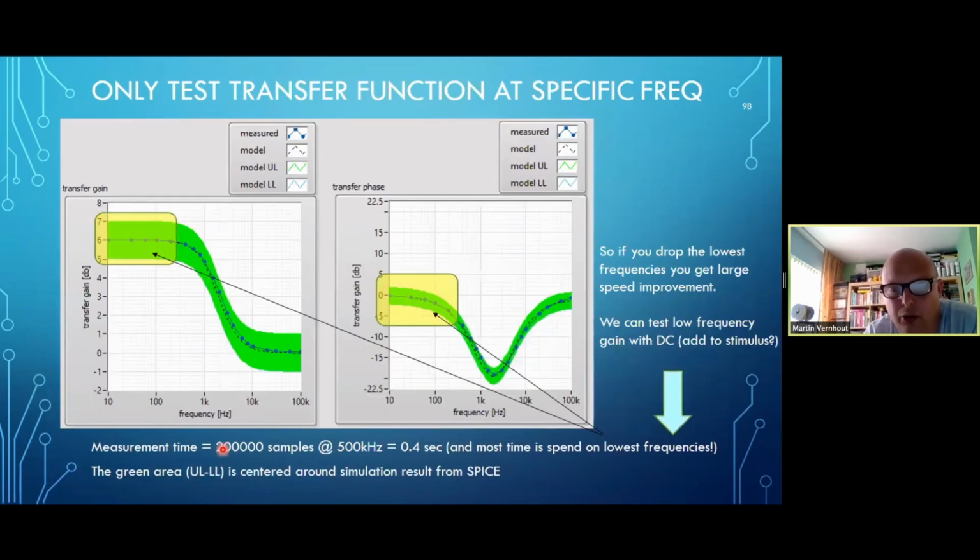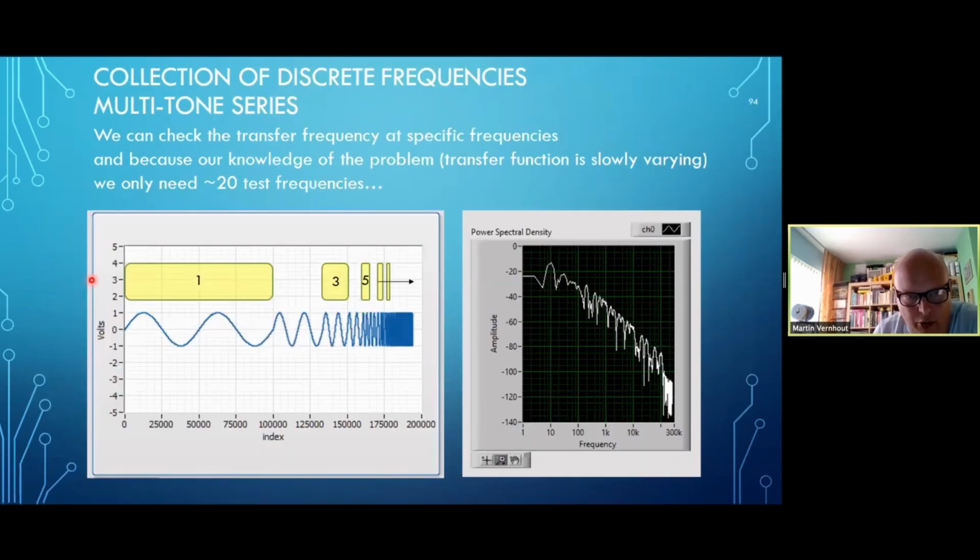And the result looks like this. We have these dots. They are the actual measurement, and the dotted line in the background is actually the value estimated from simulation from a SPICE simulator. So that looks pretty good. And the funny part is that this is a very slow measurement. A lot of samples were generated, and most of the time is actually spent on the lowest frequencies because we needed to generate those sine waves at the low frequency part.